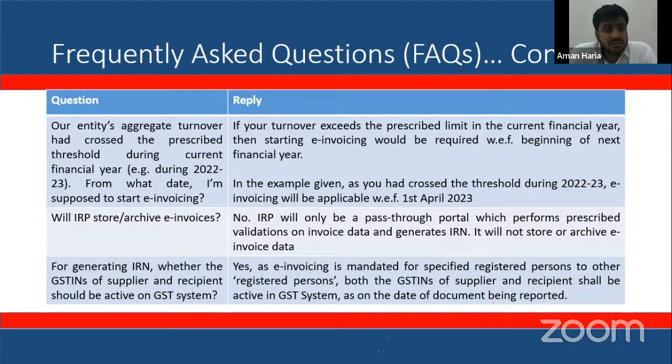The next question, for generating IRN, whether the GSTIN of supplier and recipient should be active. But obviously, yes. The registered person, including yourself and your customer, both your GSTINs should be active on the date on which you are raising the invoice and generating this IRN. Only then will this e-invoice be generated.